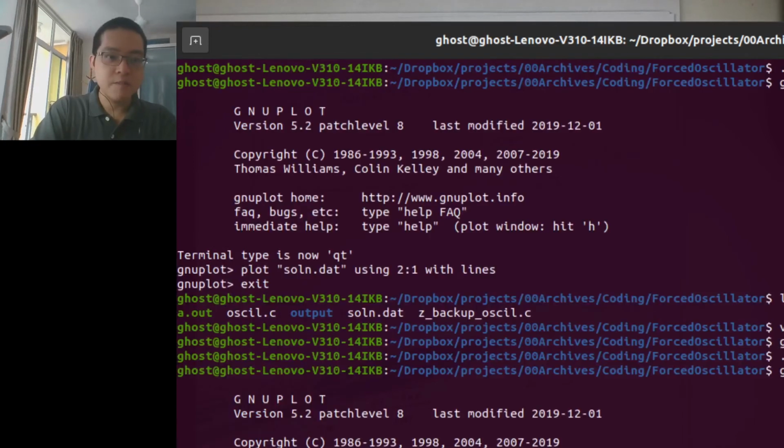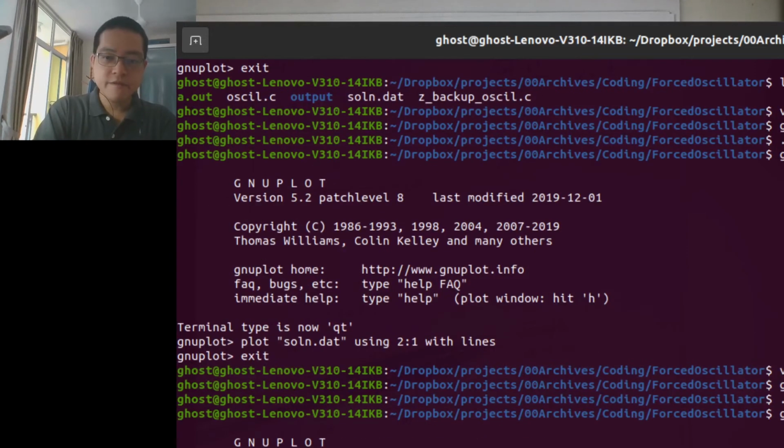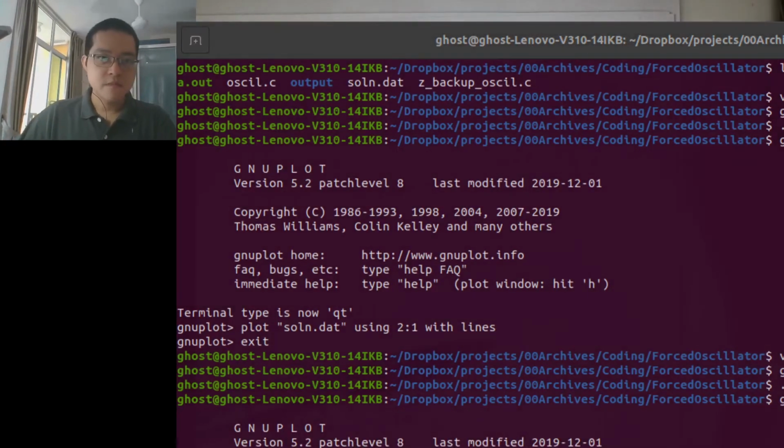Okay, so I will compile the code, output it, and then plot this graph. Let me zoom in a bit. Right, so it immediately dies down straight to 0. This is where the friction is very high. When the friction is very high, everything goes down to 0 very quickly. So this is over damping.